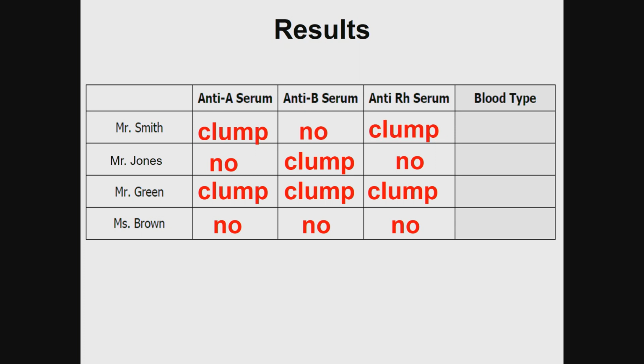So Mr. Smith has A positive blood because he clumped with type A and RH. Mr. Jones is B negative because there was no clumping with the RH. Mr. Green clumped with A, B, and RH, so he is AB positive, and Ms. Brown had no clumping, so she is O negative.